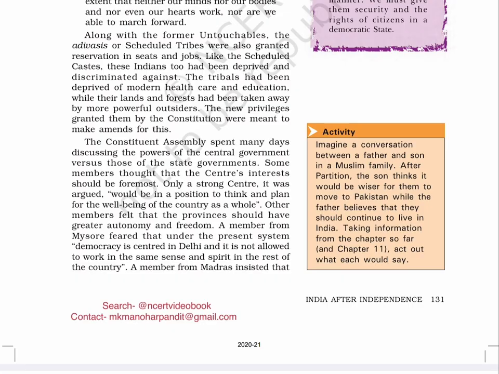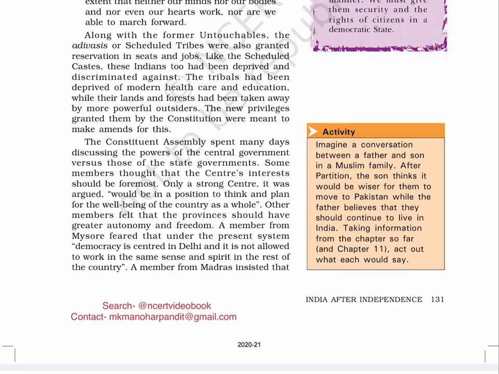The Constituent Assembly spent many days discussing the powers of the central government versus those of the state governments. Some members thought that the centre's interests should be foremost. Only a strong centre, it was argued, would be in a position to think and plan for the well-being of the country as a whole. Other members felt that the provinces should have greater autonomy and freedom.